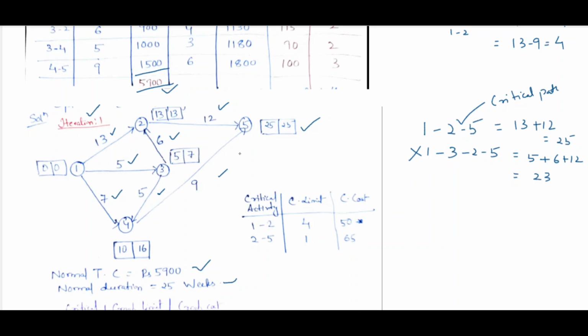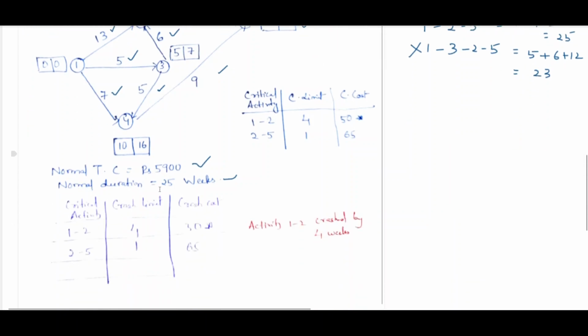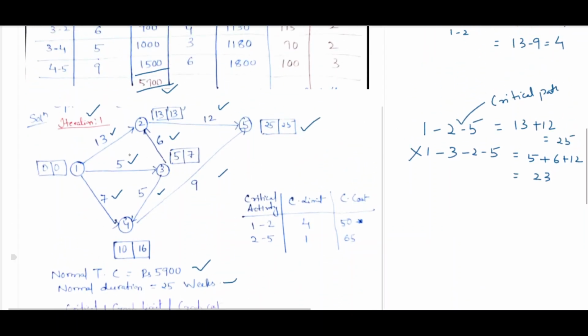So 1-2-5 is the only critical path. This is the symbol we use to show the critical path. The critical activities are 1-2 and 2-5.